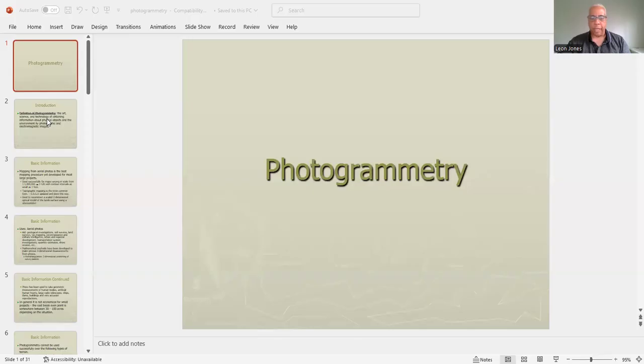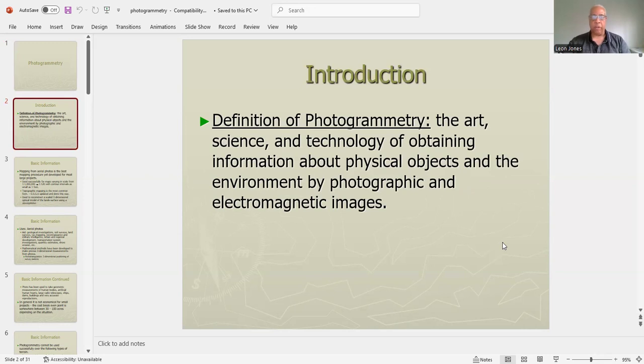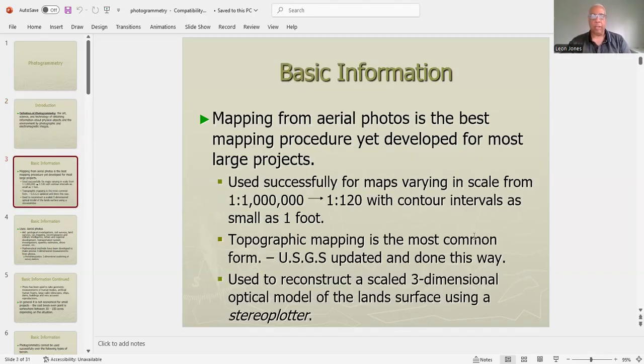Now, what I'm going to do is give you more of an overview from my PowerPoint presentation on photogrammetry. And again, here's a definition as well. It talks about the art and technology of obtaining information about physical objects and the environment by photographic and electronic images. Basic information: mapping from aerial photos is the best mapping procedure yet developed for most large projects.